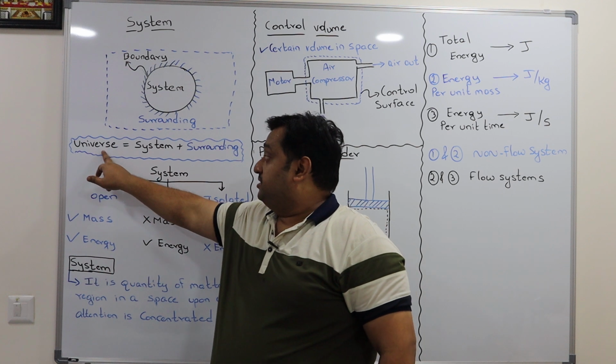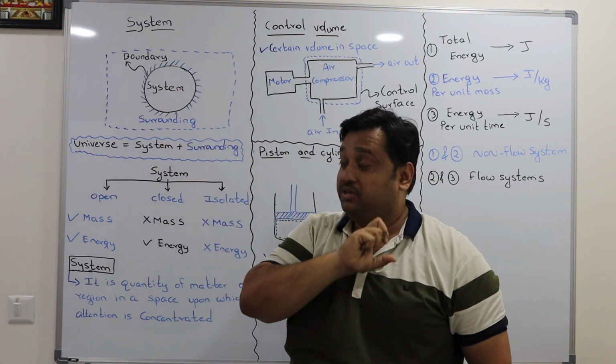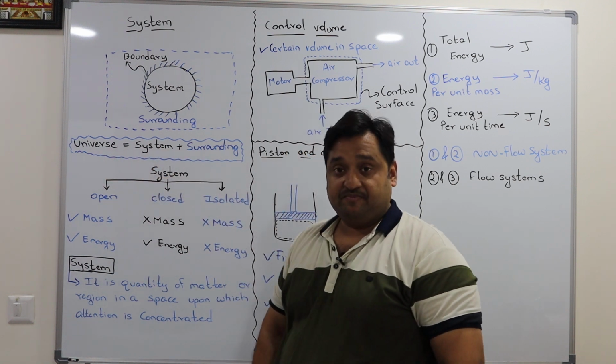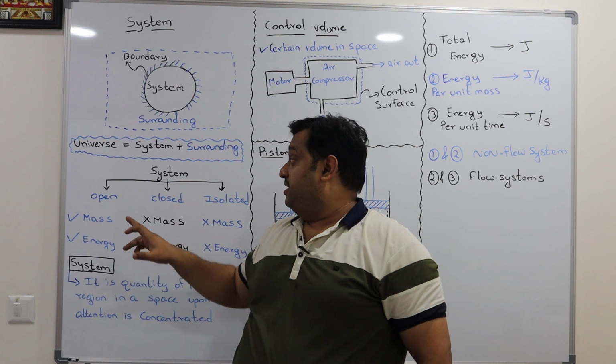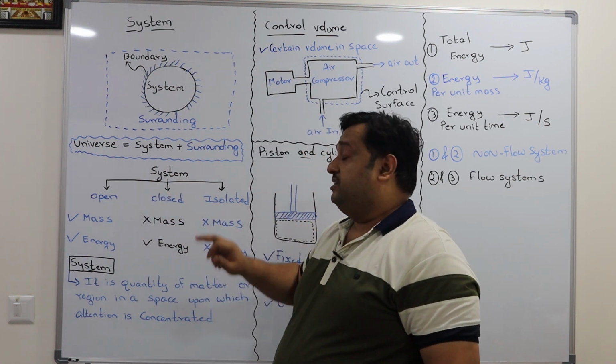And as I said, the universe: if I consider the system and the surroundings and put both together, that is called the universe, which is the combination of system plus surroundings. The system can be of three types: open system, closed system, and isolated system.